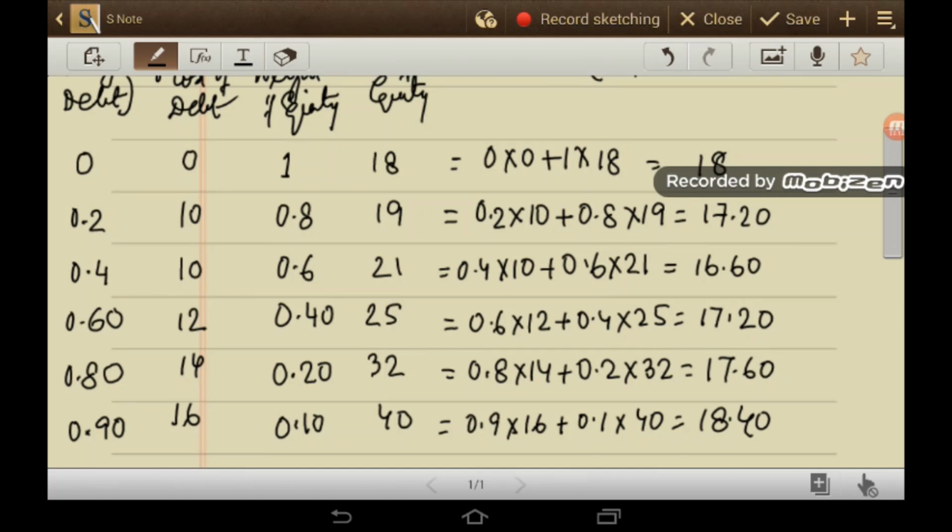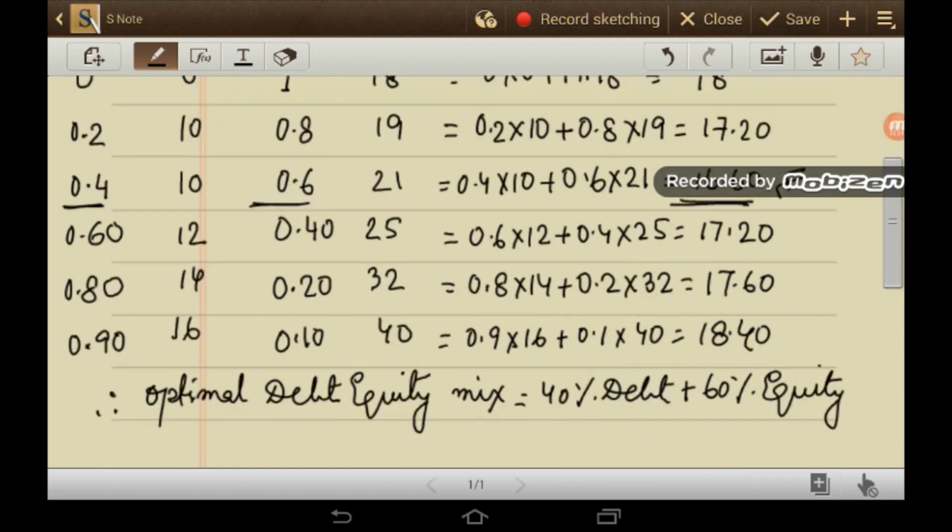So at this level, when debt is 40% and equity is 60%, you have the minimum weighted average cost of capital. So the optimal debt-equity mix will be 40% debt and 60% equity.